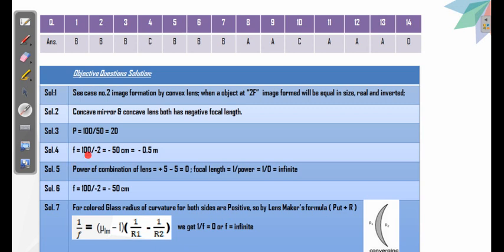100 डिवाइड बाय पावर, जो है वो कितनी दी हुई है आपको? -2. सो पुट हियर -2, यू विल गेट -50 सेंटीमीटर और यू कैन राइट -0.5 मीटर. कन्वर्ट दिस सेंटीमीटर इनटू अ मीटर, सो यू विल गेट अ फोकल लेंथ -0.5 मीटर. ओके, सो दिस इज द आंसर फॉर क्वेश्चन नंबर 4.